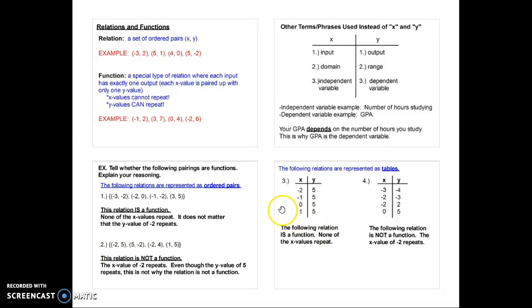So again, I need to make sure that none of my x values repeat, which they don't. I have a -2, a -1, a 0, and a +1. None of them are repeated with different y values, so it is a function.